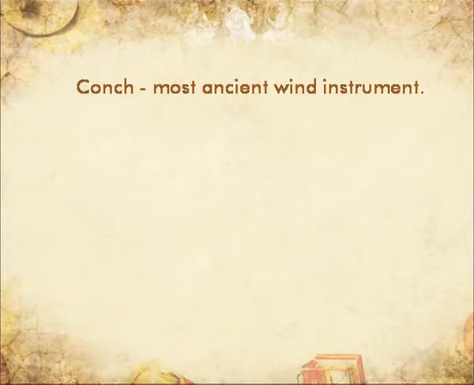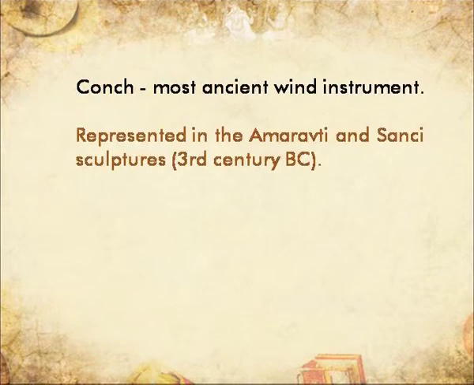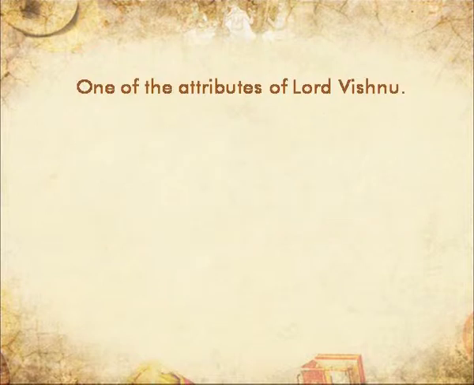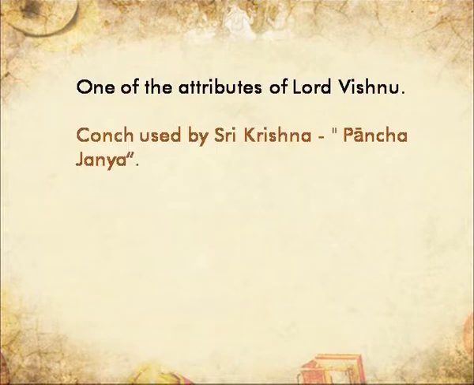Conch is the most ancient wind instrument known to man. It is represented in the Amaravati and Sanchi sculptures of the 3rd century BC. It is held very sacred and reference to it is found in all the literature of India. It is one of the attributes of Sri Vishnu. The conch used by Sri Krishna was called Panchajanya.